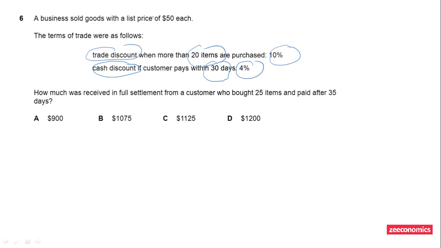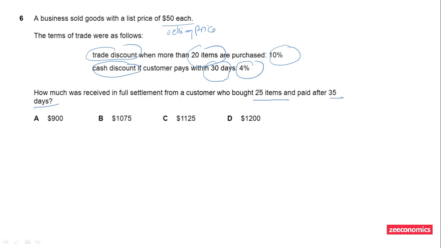A business sold goods with a list price of $50 each. This is the selling price. Okay, the terms of trade, as already mentioned before, and then how much was received in full settlement from a customer who bought 25 items and paid after 35 days.